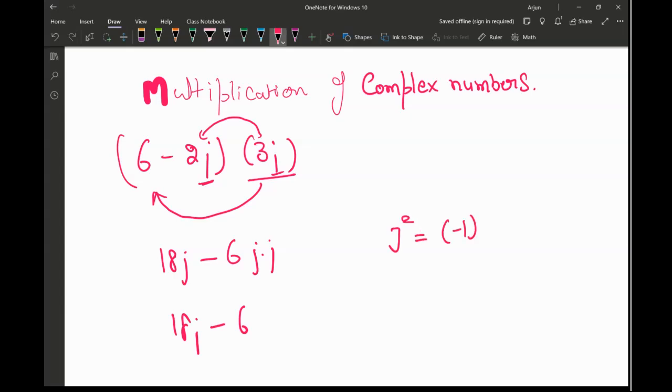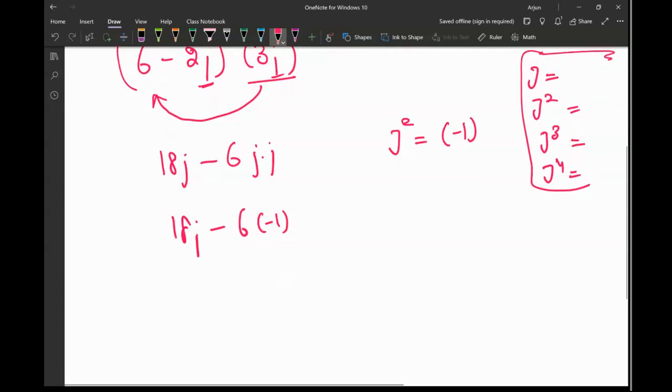I will highly recommend you to remember this, or you can note down the values of j square, j cube and j raised to the power 4 in your formula booklet too, if you wanted to note these values down. So j square value is -1. So I will put it as -1 here. And now 18j minus minus becomes plus 6. So final answer will be 6 plus 18j. That will be my final answer of this question.